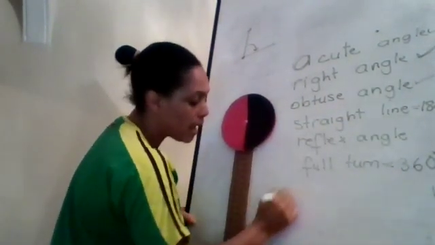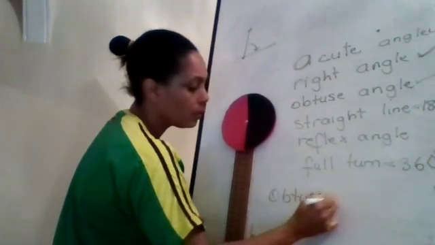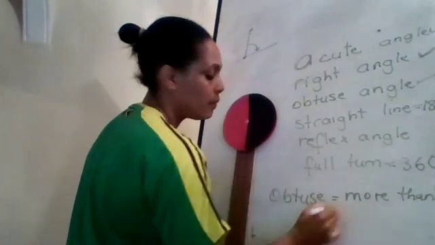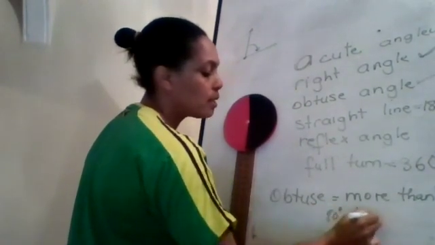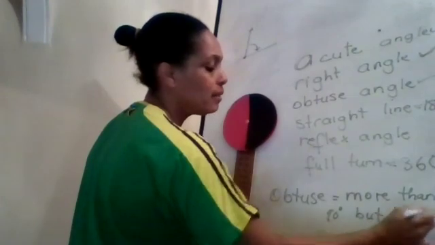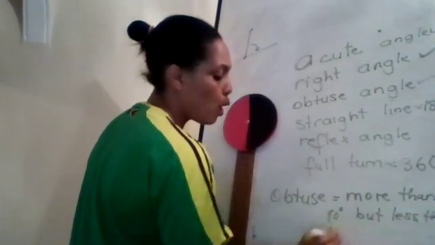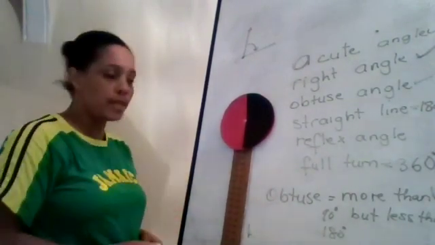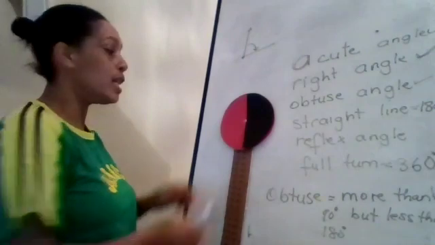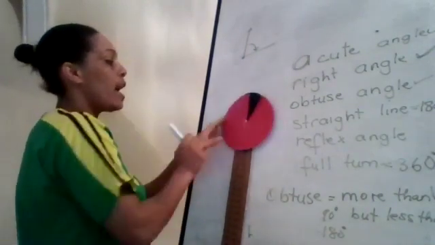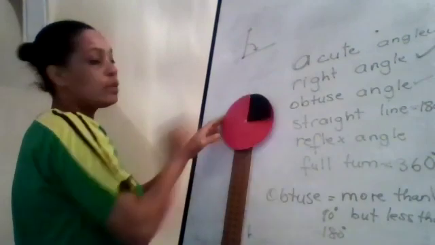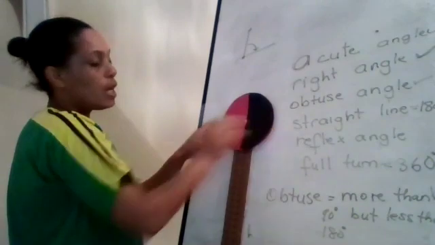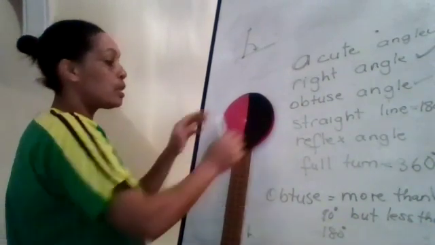So an obtuse angle is more than 90 degrees but less than 180 degrees. Quick recap again. Here we have acute, acute, acute, right angle, obtuse, obtuse, obtuse, obtuse, and then we have half of a circle, which is a straight line.